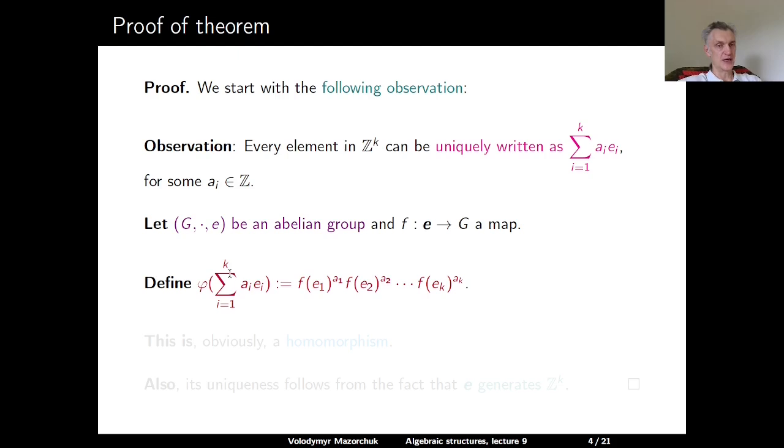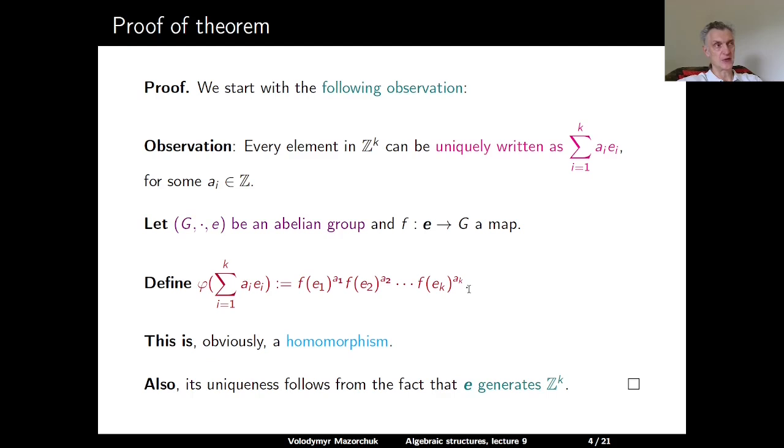We define the value of our homomorphism phi at such a linear combination, the sum of a_i e_i, where i is from 1 to k, in the following way. We take f of e1 and take it to the power a1, then we take f of e2 to the power a2, and so on, and we multiply all these values. Directly from the definition, we see that this is a group homomorphism. And also, since our standard basis generates Z^k, it means that this is unique. So there is a unique way to extend f of e_i's to this homomorphism. And this completes the proof of our theorem.